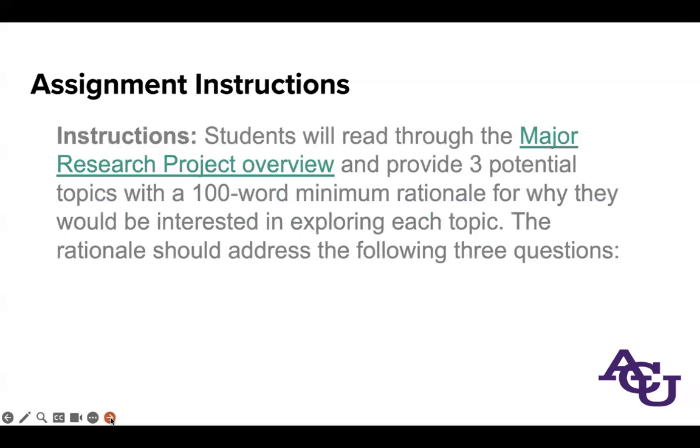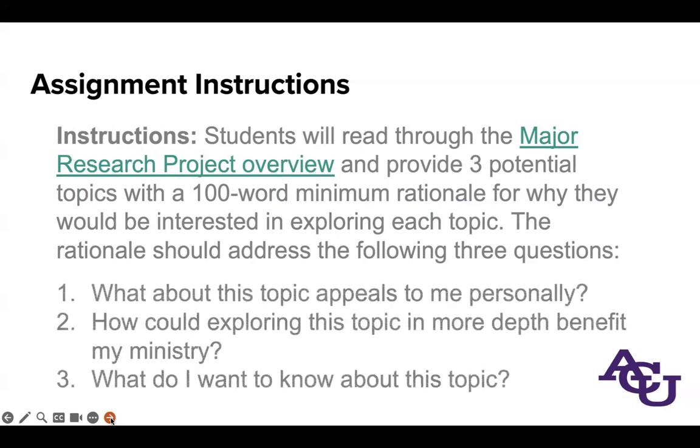The instructions say students will read through the major research project overview and provide 3 potential topics with a 100-word minimum rationale for why they would be interested in exploring each topic. Again, we see that word why. The rationale should address the following 3 questions. What about this topic appeals to me personally? How could exploring this topic in more depth benefit my ministry? And what do I want to know about this topic?